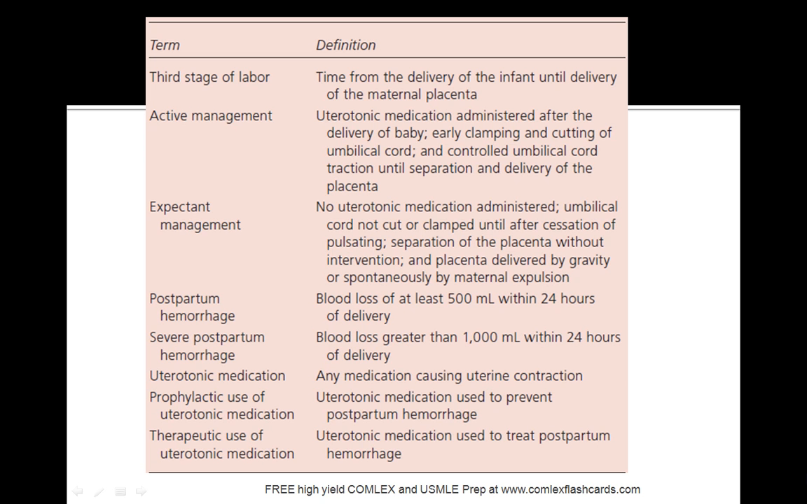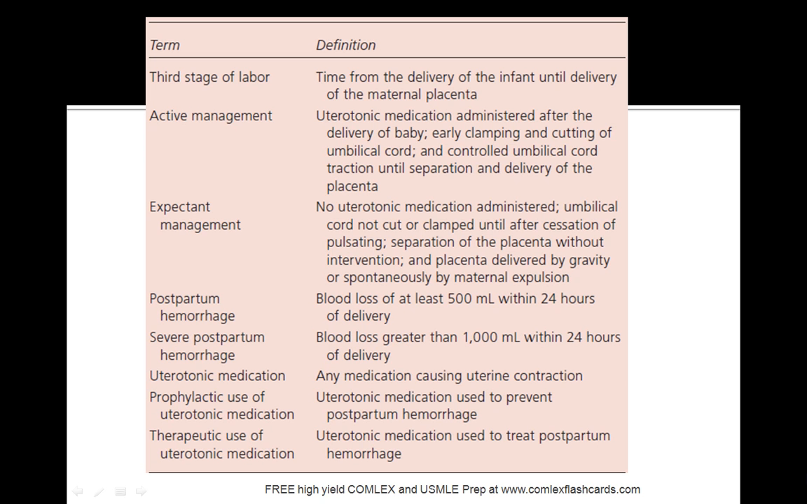What do we mean by expectant management? Well, no uterotonic medication is administered, and the umbilical cord is not cut or clamped until after the cessation of pulsating. So there is separation of the placenta without intervention, and the placenta is delivered by gravity or spontaneously by maternal expulsion. All of this leads to the definition of expectant management. How about postpartum hemorrhage? Well, the correct definition is blood loss of at least 500 ml within 24 hours of delivery. And severe postpartum hemorrhage includes blood loss greater than 1000 ml within 24 hours of delivery.